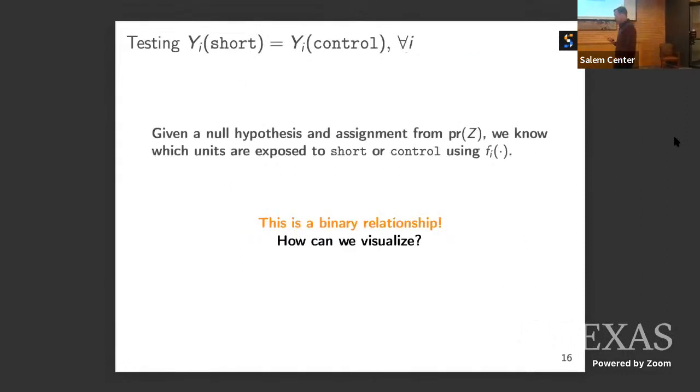So the question now becomes, is all hope lost? We would like to use randomization inference. It's a very simple procedure. We'd like to test these more interesting null hypotheses that are based on exposure functions that incorporate interference. Is there anything we can do? And it turns out there is.